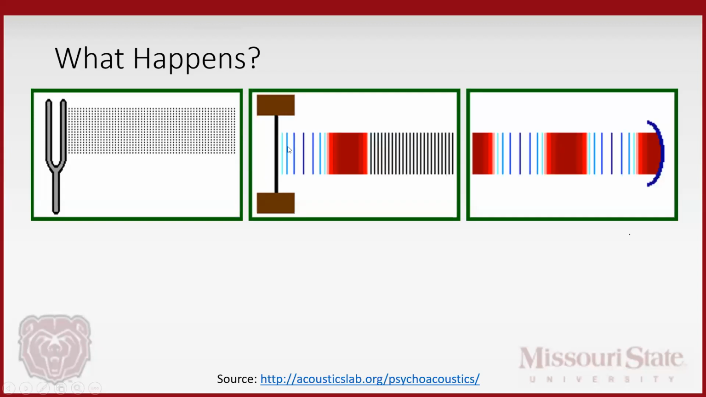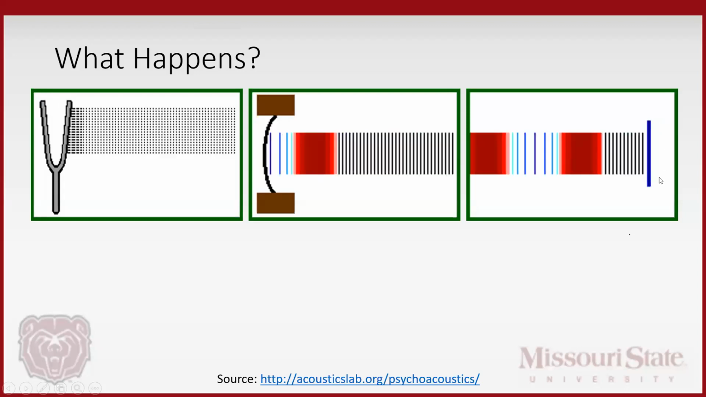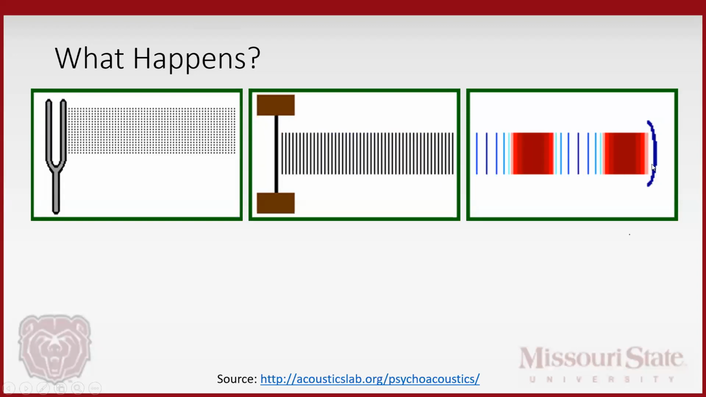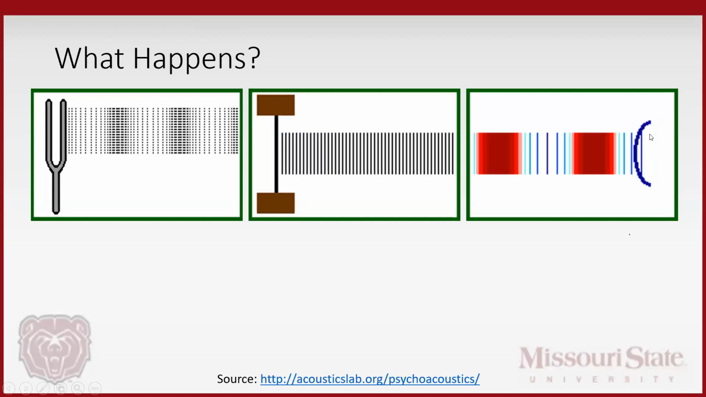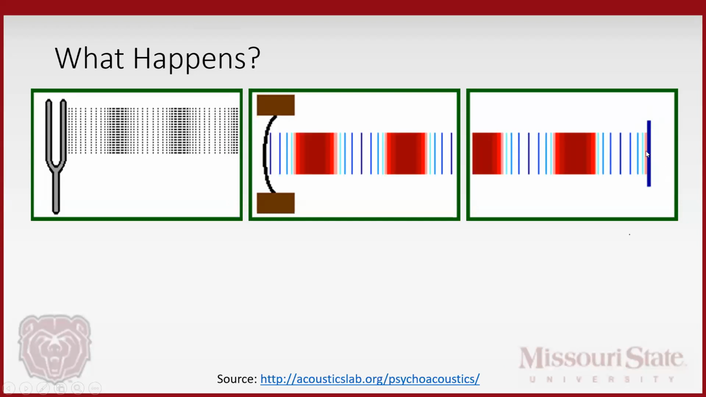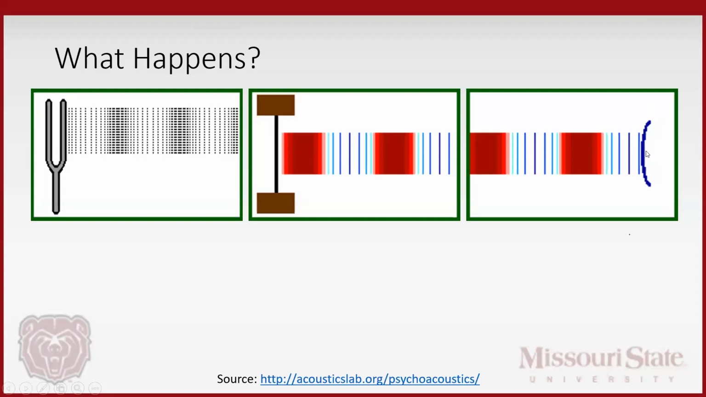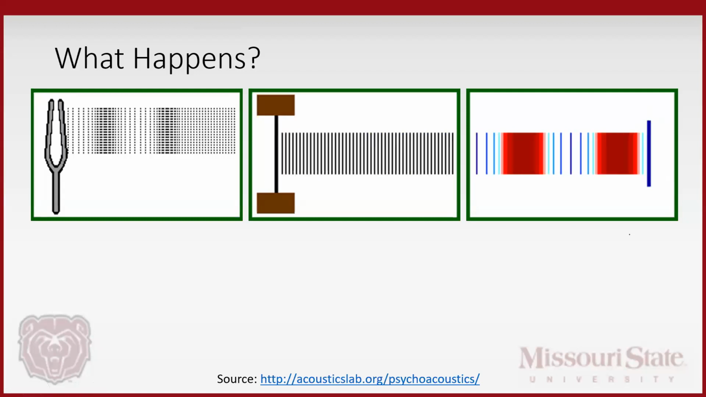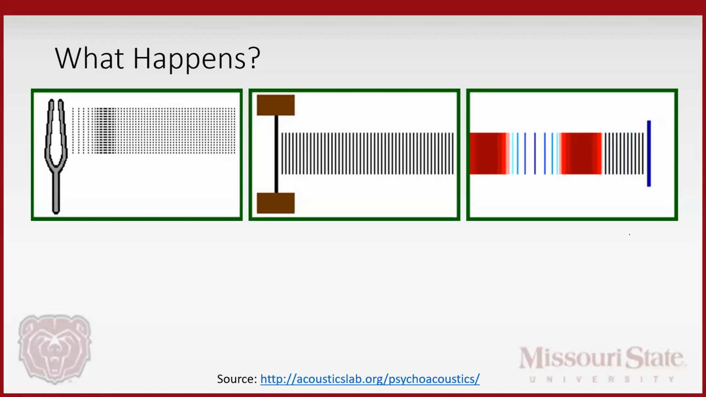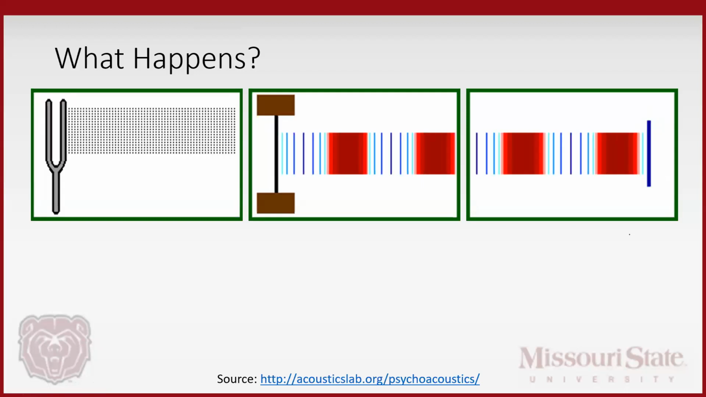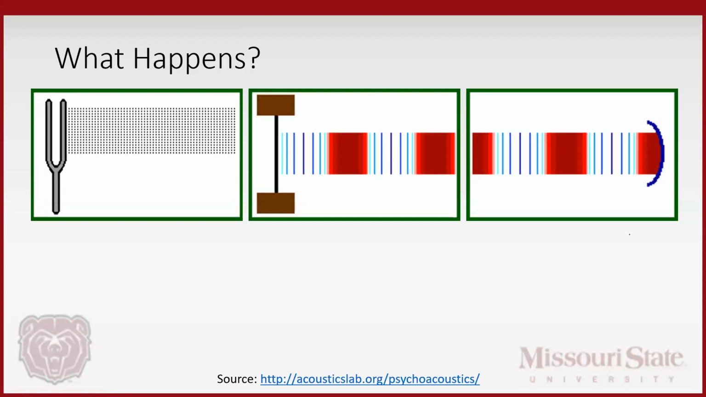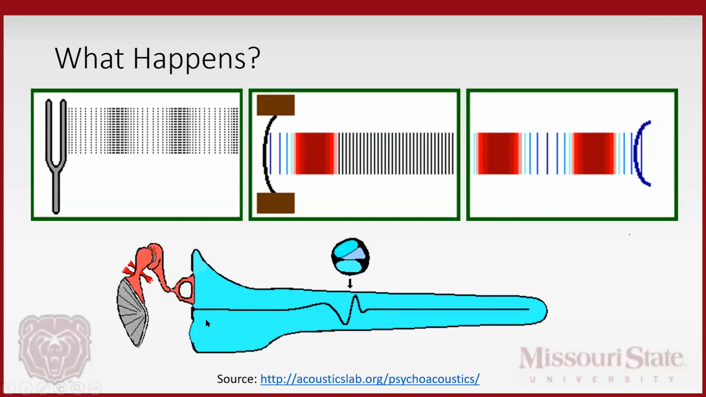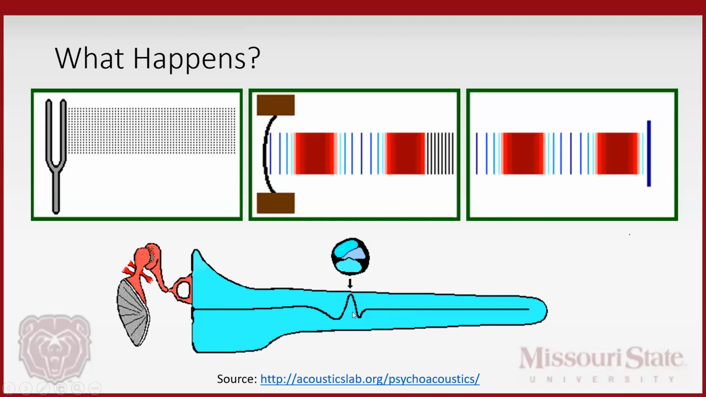Now, these compressions and rarefactions are taken all the way to the oval window. So this is the membrane of the oval window as it is stimulated by the footplate of the stapes. When the sound is coming in and there is a high pressure, it's going to push it in. When there is a lower pressure, it's going to push it out or pull it out. So as a result, we're going to see this happening.